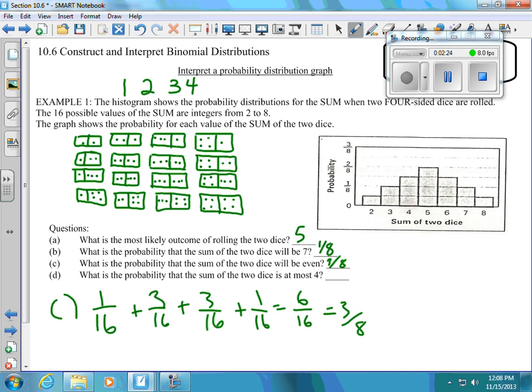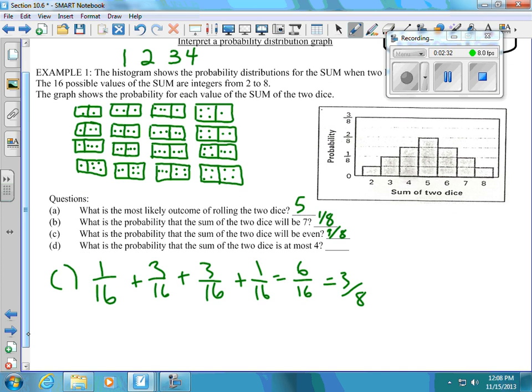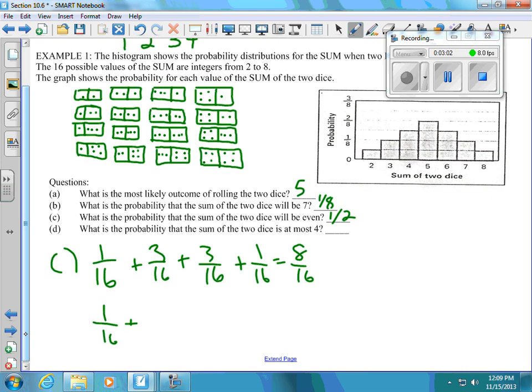So when I add those all together, I get 6 16ths or 3 8ths. Oh, it's not 3 8ths, what am I saying? That would be 8 out of 16. My bad on that one. Sorry about that. I made that mistake on purpose to make sure you're paying attention. So it should have been 1/2. Half the numbers are even. That should pretty much make sense. They're all equally likely.